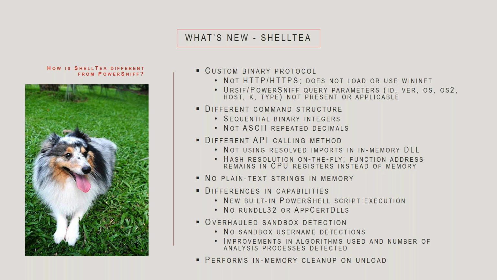First of all, it's not using HTTP or HTTPS like Sniff and PoSlurp did, which was one of the biggest and most consistent indicators of Sniff and PoSlurp. ShellTea now loads its own custom binary protocol. It doesn't even load or use the WinINet network libraries, which the other variants call to do their communication. As a result, of course, you now will not see any of the query parameters, because again, it's not doing communications in the same way that the PowerSniff people are.